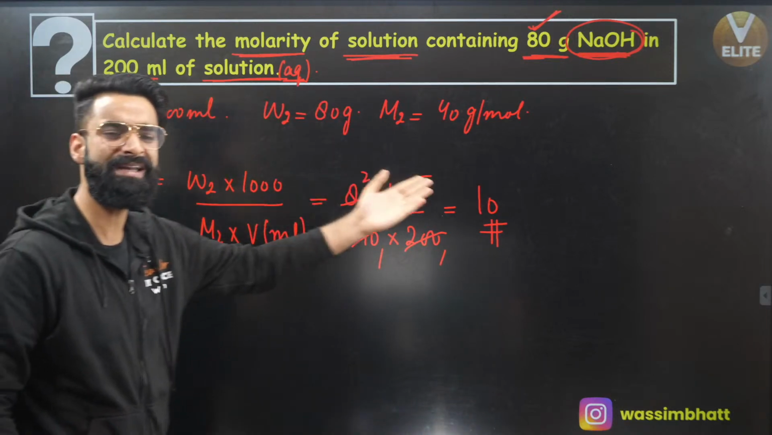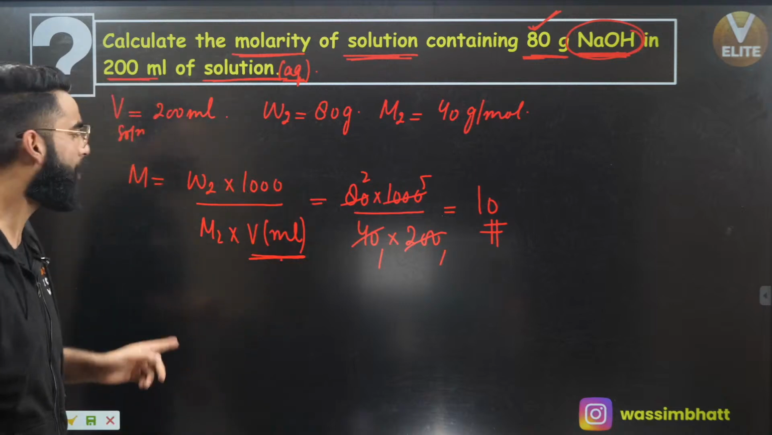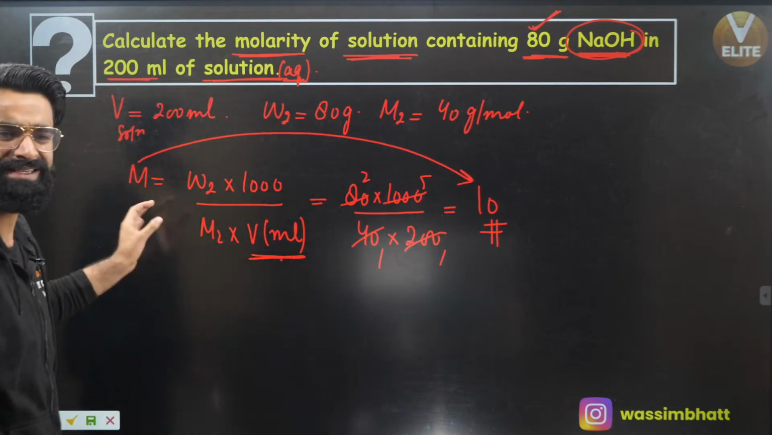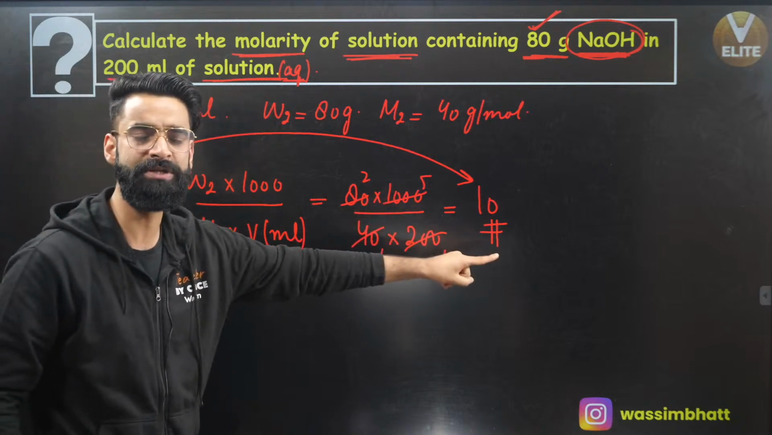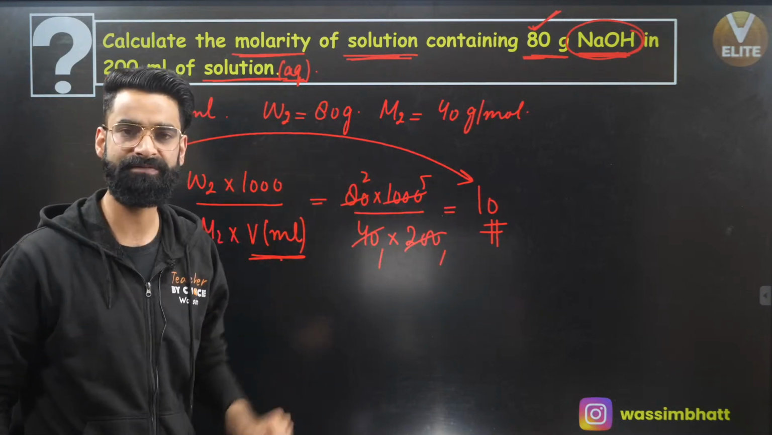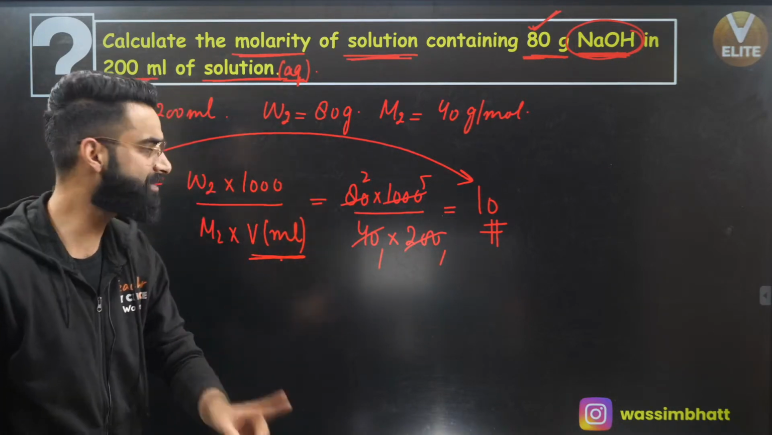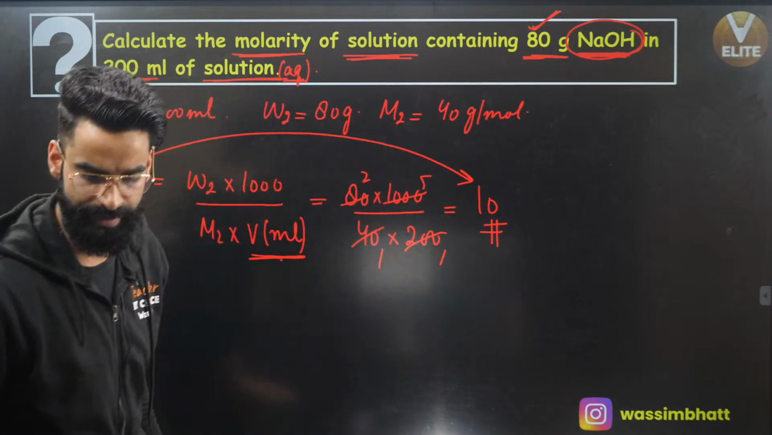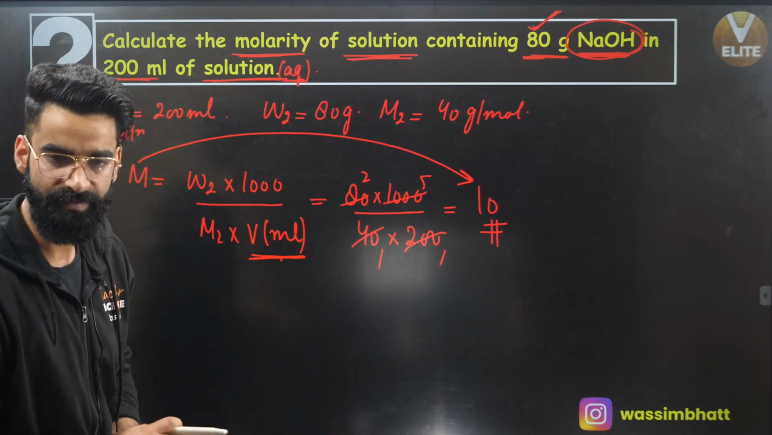What do we mean by this term? We got to know the solution has molarity 10. What does it mean exactly? It simply means 10 moles of solute are present in 1 liter of solution. That is, 10 moles of NaOH are present in 1 liter of solution. Yeah, I can say that, correct?